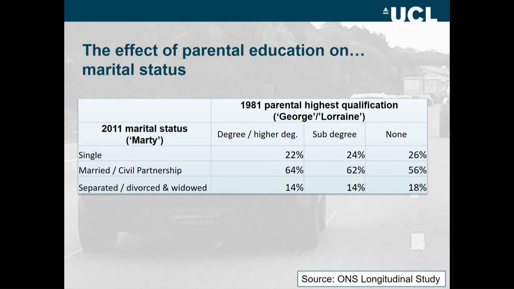There's slightly better news with Marty's romantic outcomes. It isn't related to his parents' level of qualification. Regardless of his parents' highest level of qualification, Marty, or would-be Marty, is most likely to be married or in a civil partnership. And there's some variation with education of his parents, but much less so than the previous slide we saw, which was about Marty's level of education.